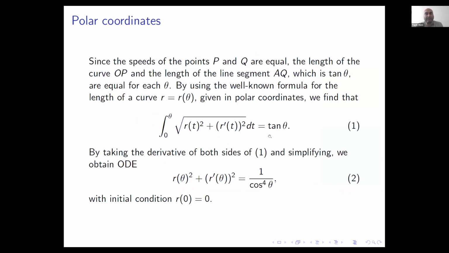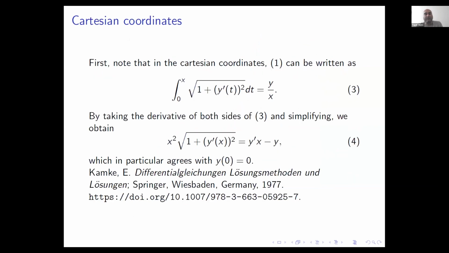If we use the well-known formula for the length of a curve given in polar coordinates, then we obtain this equation for this curve. It is an integral equation, of course, but one can easily transform it into an ordinary differential equation by taking derivatives of both sides. We obtain this non-linear differential equation with initial condition R(0) equals 0. This equation is not easy to solve. In the encyclopedic book by Kamke, Differential Equations and their Solution Methods, which I think is also available in English, some methods were described to solve the previous equation in polar coordinates.